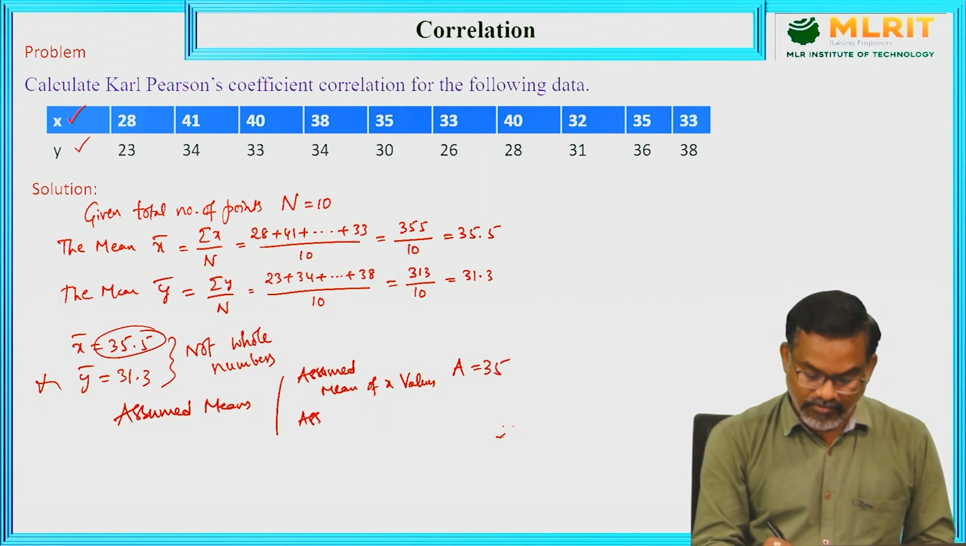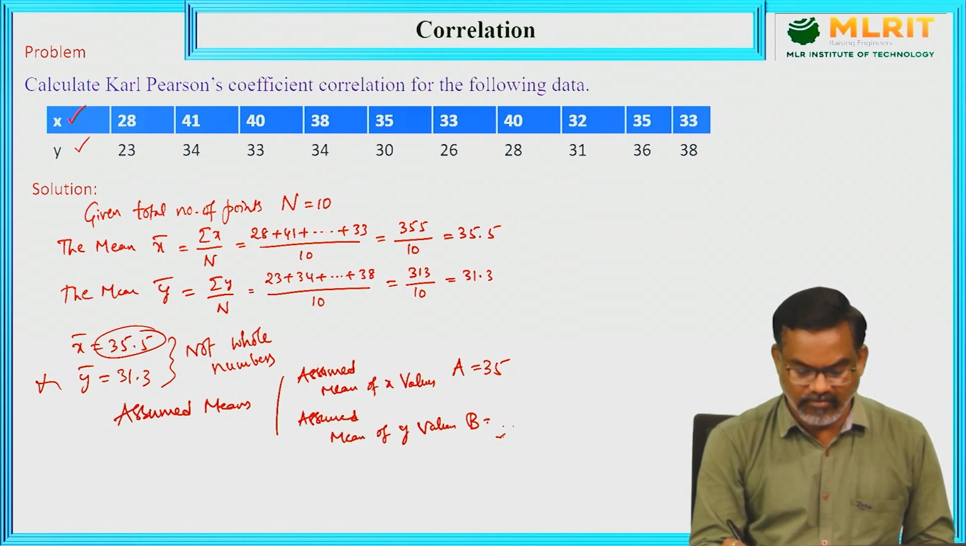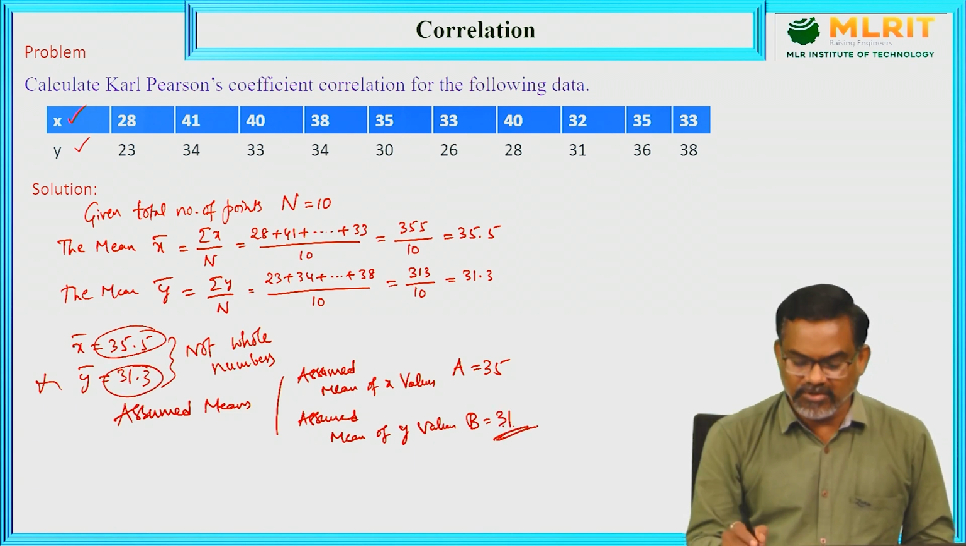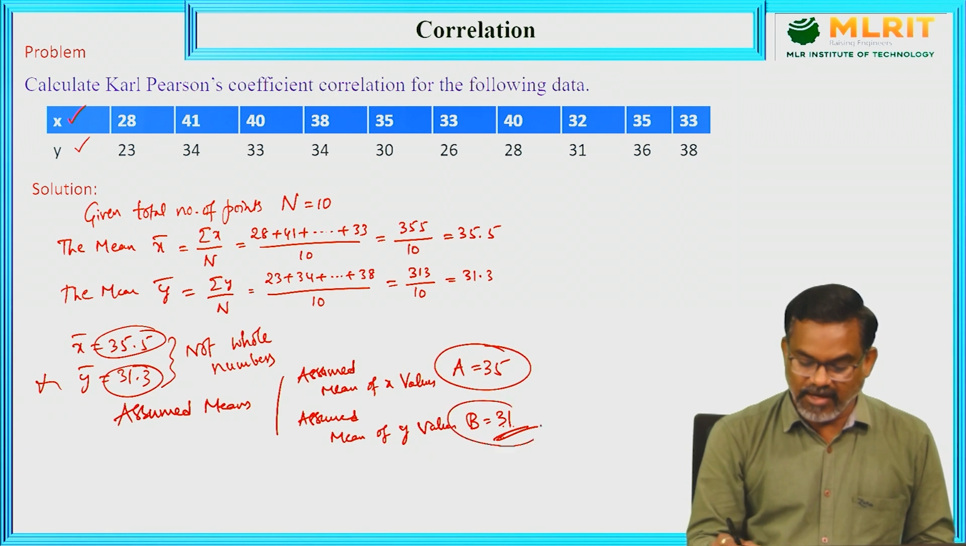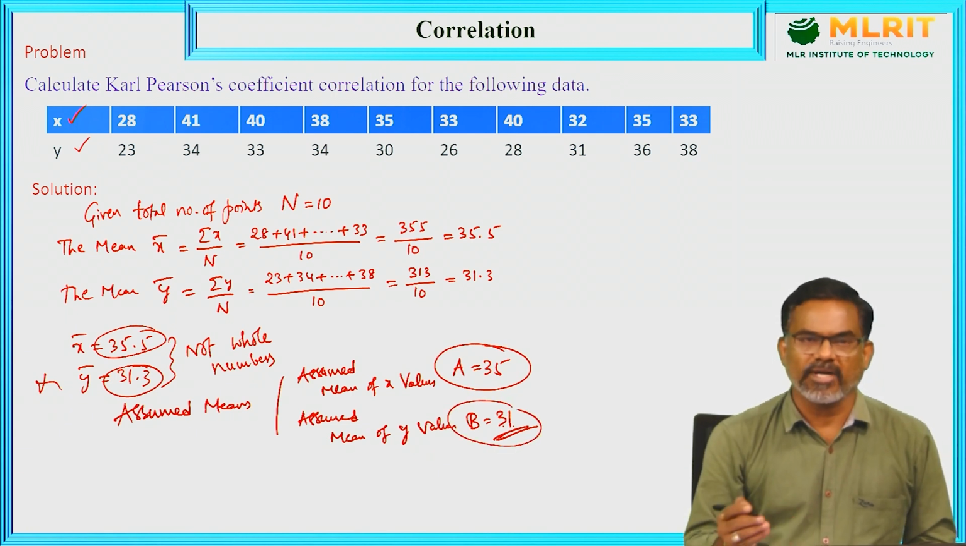And the assumed mean of y values, B, equal to 31.3. So, we will take the previous value, 31. Now, we use this capital A is 35 and capital B is 31 to convert small x and small y to capital X and capital Y.